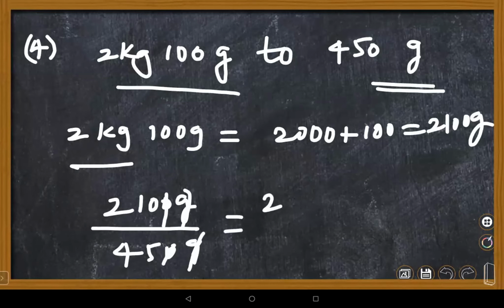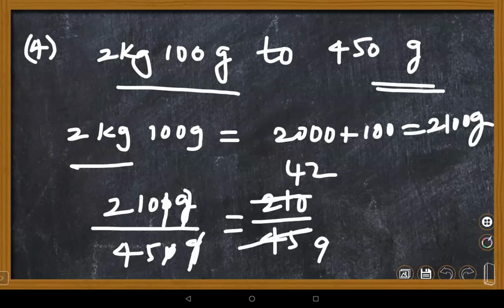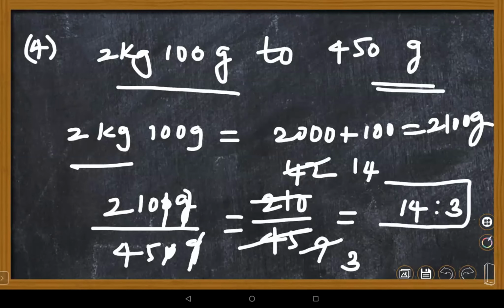210 by 45. 210 by 45 again goes with which table, children? 5 table. 9 times 4s are 36, 9 times 5s are 45. 42 by 9. 9 table, again any number you will get. Yes, ma'am, 3 table. Very good. Ma'am, the answer will be in the 3 table. 14 is to 3. You should not write 3 is to 14, children. Whatever numerator should come first, then denominator. So A by B can be written as A is to B, not B is to A.